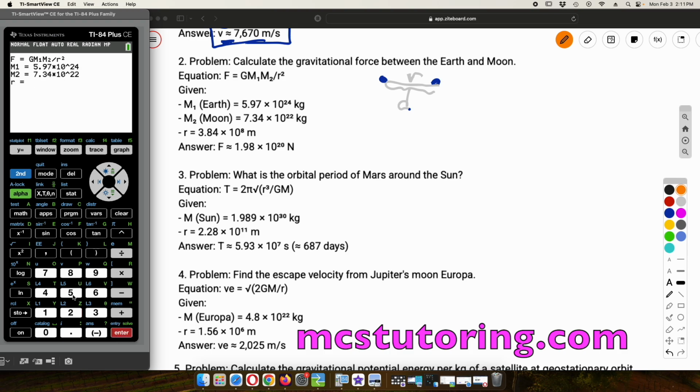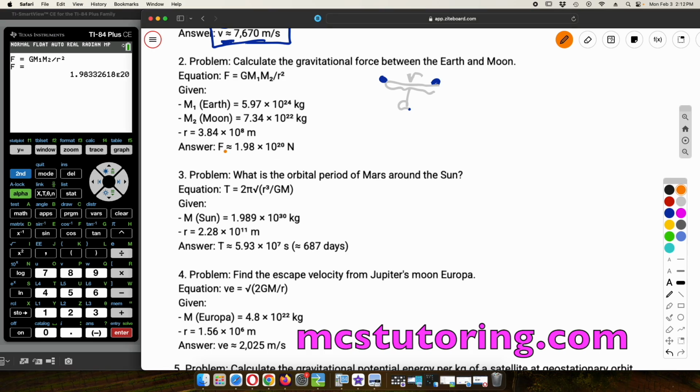Okay, and then the radius, again, put it in meters, 3.84 times 10 to the 8th. If you like going old school, just don't use scientific notation. That's cool, just put a bunch of zeros in. Okay, so we got 1.98 E 20. E to the 20th means times 10 to the 20th, just so you know. So it's 1.98 times 10 to the 20 newtons.